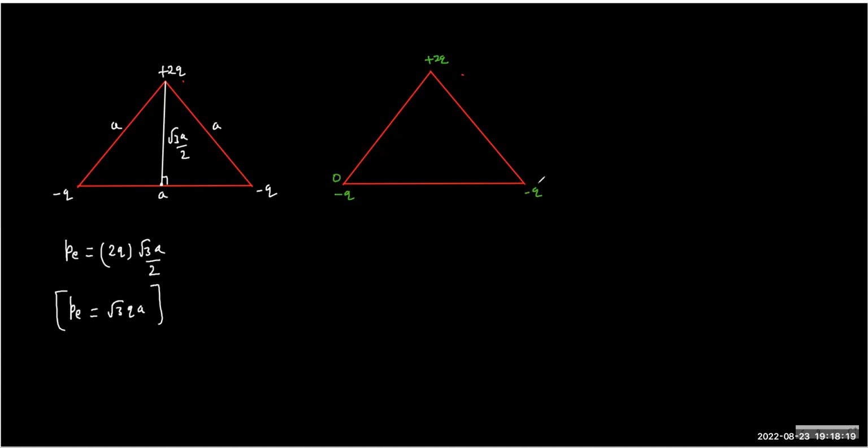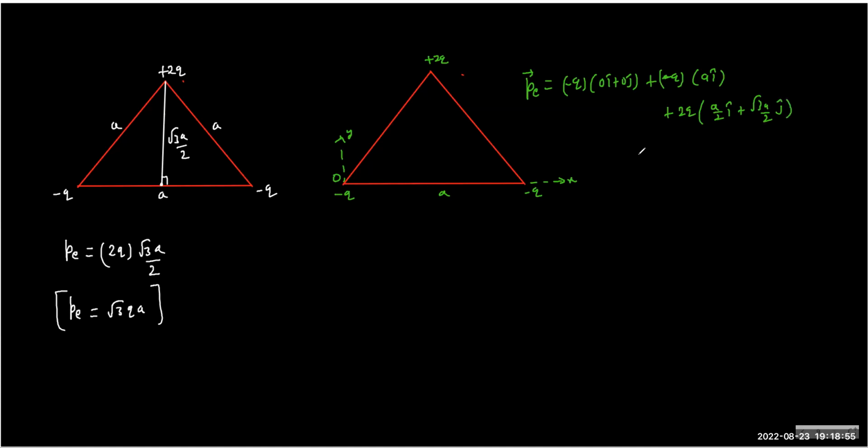Let's say I choose this as origin and this as x-axis, as per my convenience. Then the way of writing dipole moment in vector form is to take every individual charge one by one and write its position vector in i cap, j cap. That's easy. So minus Q at the origin will have 0i, 0j. I have no need to write it here. Then minus Q will have A i cap. And then the plus 2Q will have A by 2 i cap plus root 3 A by 2 j cap. I hope this is clear.